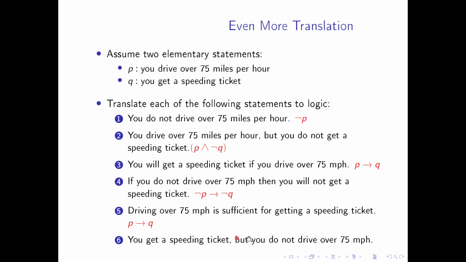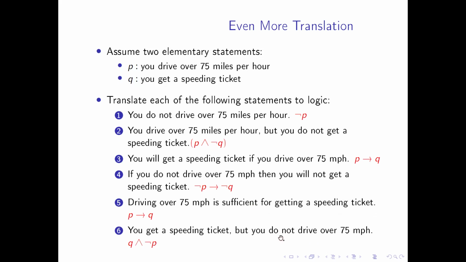You get a speeding ticket, but you do not drive over 75 miles an hour. That would again be an and statement. And I do Q because we did get a speeding ticket, but not P. And then you're probably really frustrated. So this is how we break these things down. We have to be able to translate them into this notation.